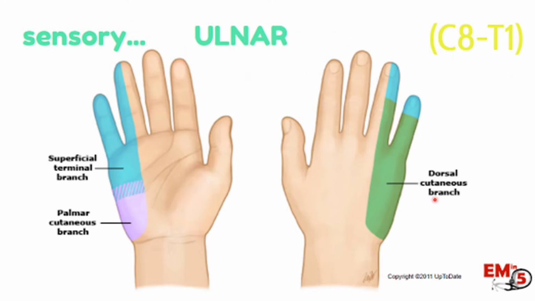Okay, the dorsal cutaneous branch supplies the dorsum of the fifth finger and the medial half of the fourth finger, and the superficial terminal branch supplies the medial 1.5 digits on the anterior surface. And this palmar cutaneous branch supplies the medial side of the palm. And the deep branch of the ulnar nerve supplies the adductor muscle, the hypothenar muscles, the palmar and dorsal interosseous muscles, and joints of the hand, and the medial two lumbricals.